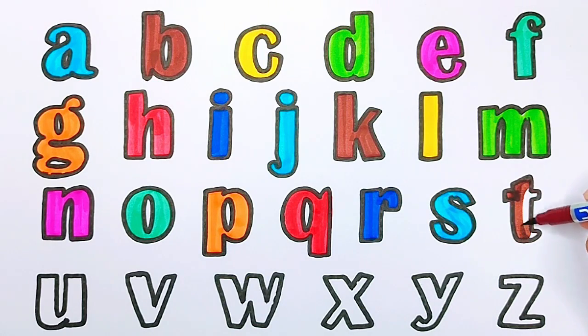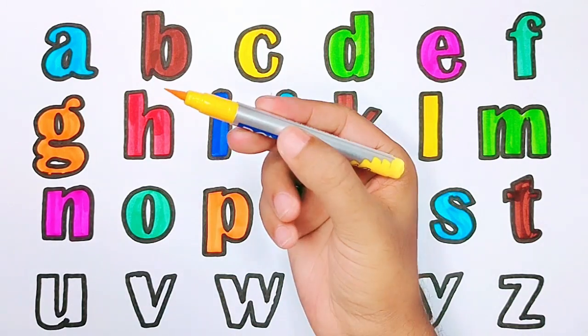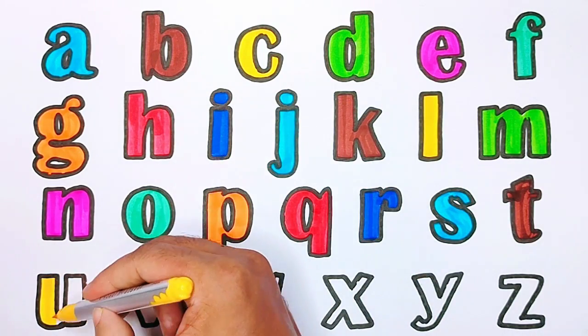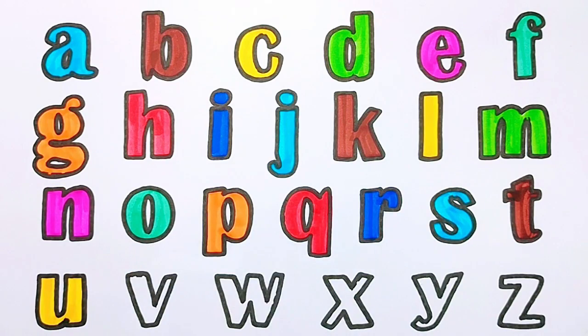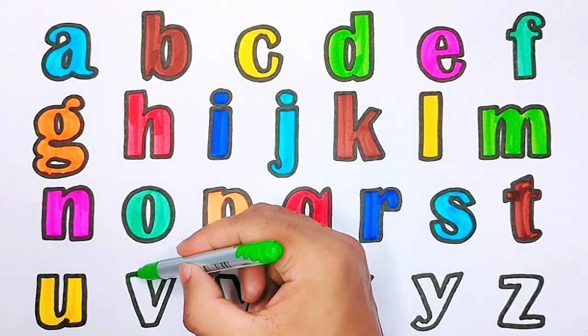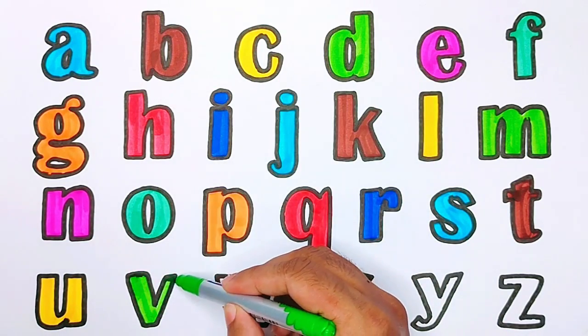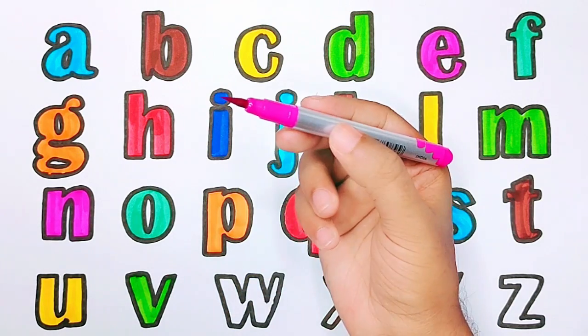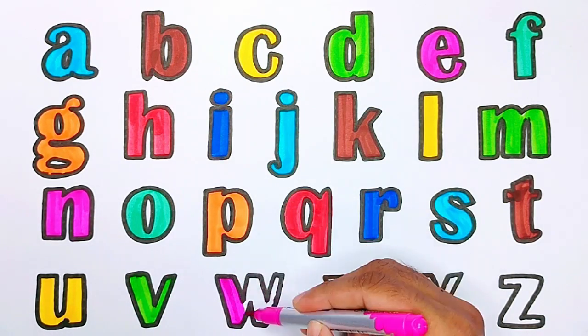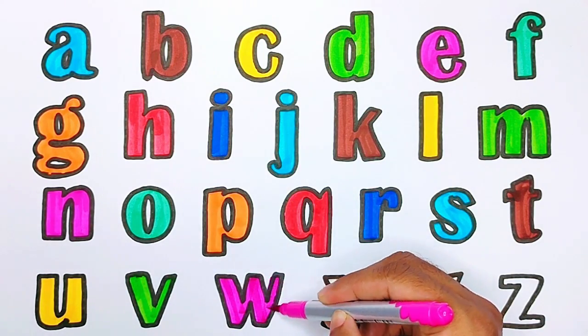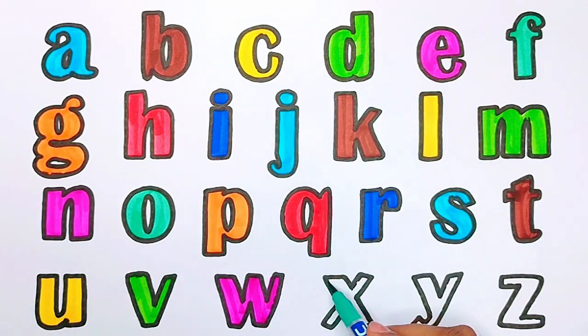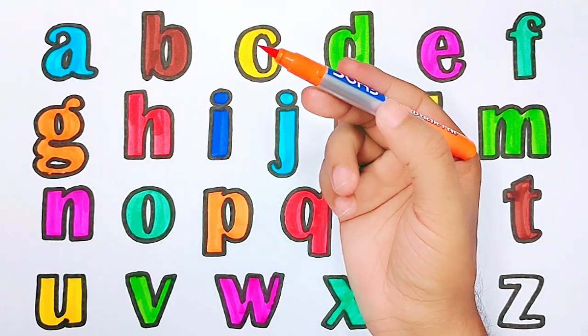T for tire. Yellow color. U for ukulele. Green color. V for vampire. Pink color. W for walnut. Green color. X for jam. Orange color.